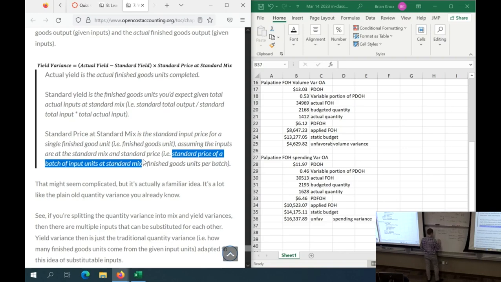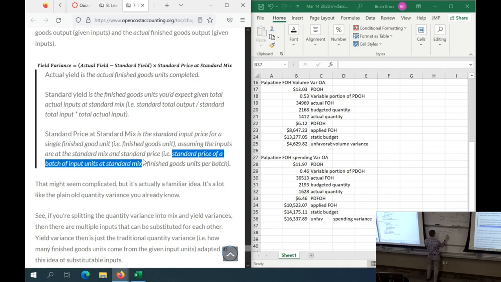Let's say it takes us one direct material A unit and 3 direct material B units to yield, let's say, 10 finished goods units. That's our standard. And direct material A is $5, direct material B is $10.